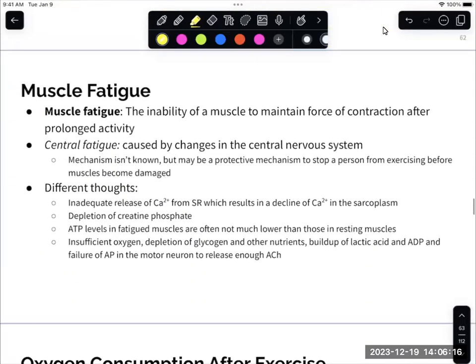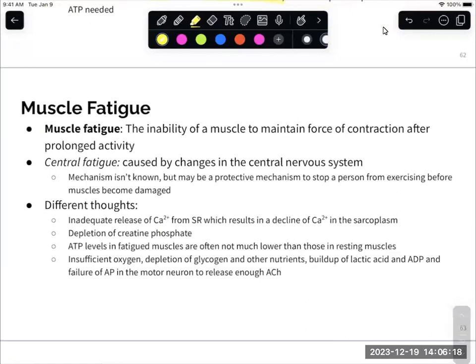Muscle fatigue. Muscle fatigue is that inability of a muscle to maintain a forceful contraction after a prolonged activity. If you've ever gotten to the point where you can no longer contract a muscle, you have actually worked your muscles to the point of fatigue. You know what I'm talking about. If you've never done it before, it's kind of interesting to try to find that point where your muscles just can't do it anymore.